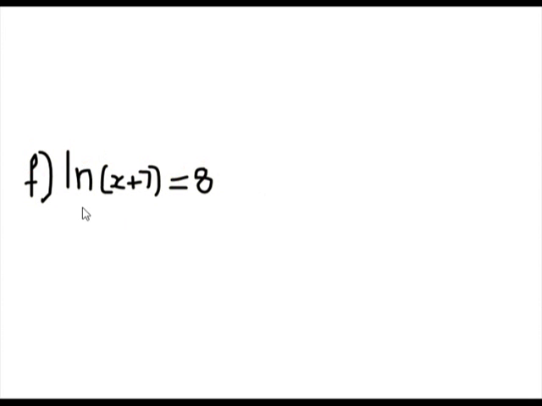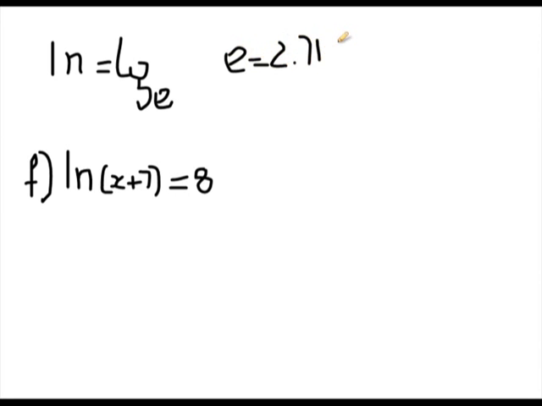So for this example you should remember that ln, what we call the natural logarithm, is log base e. So the base is e. e is a number. We call it the Euler number. This number is approximately 2.7182. It's an irrational number.